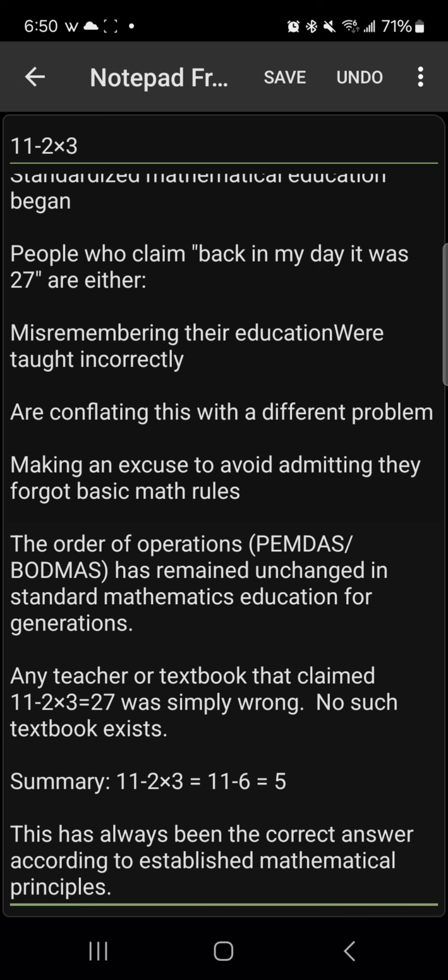No such book exists. So again, the summary here, 11 minus 2 times 3 is equal to 11 minus 6 equals 5. It's always been the correct answer according to standard mathematical principles.